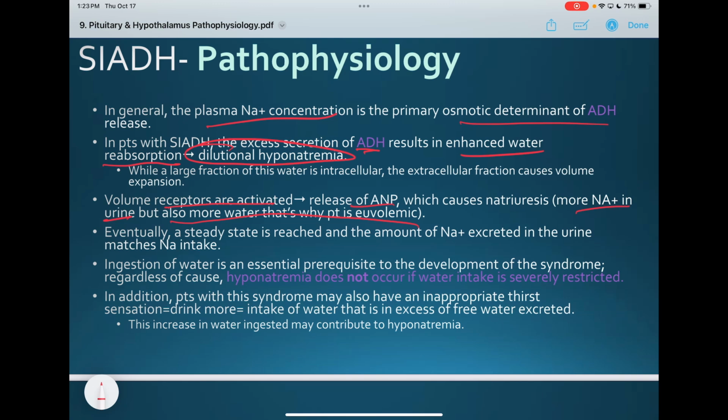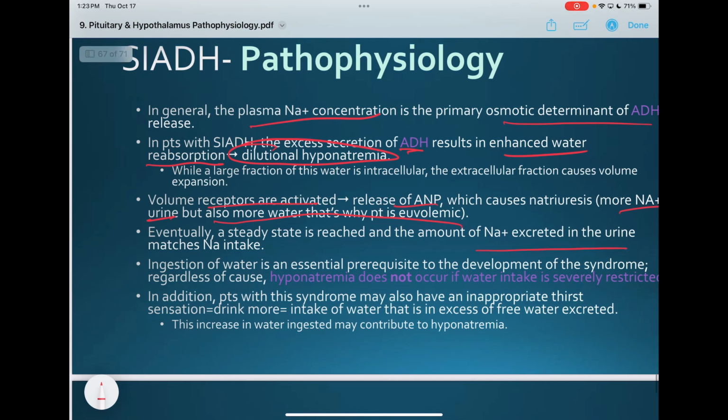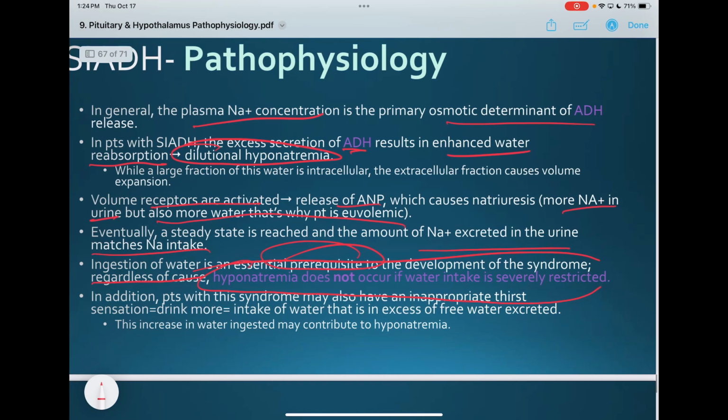Eventually, steady state is reached, and the amount of sodium excreted in the urine matches the sodium intake. When that happens, what should happen to your concentration of sodium? If they're equal, sodium will level out, and sodium concentration will be okay. Ingestion of water is an essential prerequisite for these patients for developing the syndrome, regardless of the cause. And hyponatremia does not occur if the water intake is severely restricted.